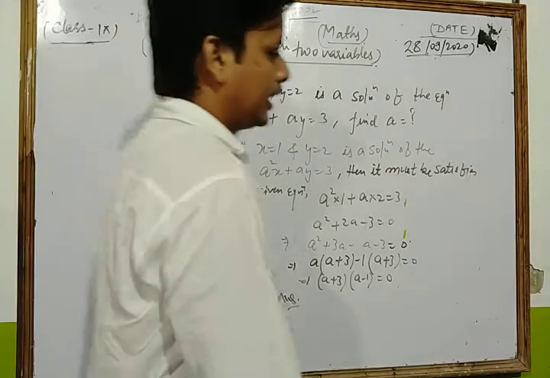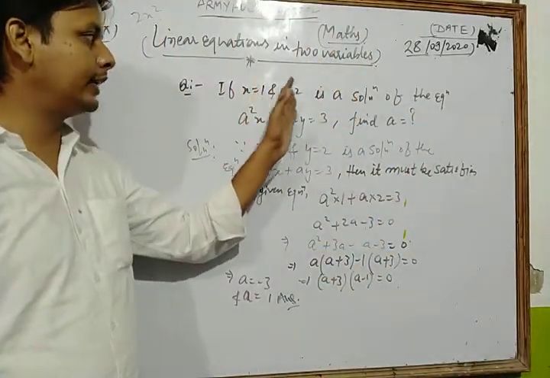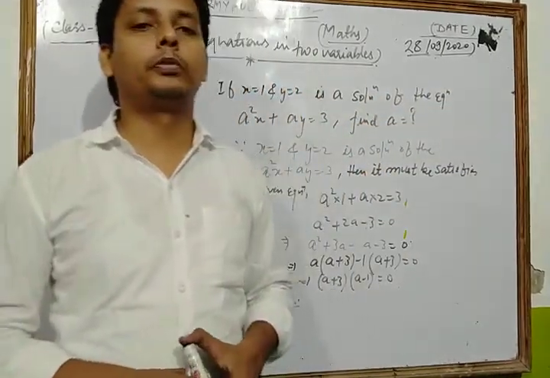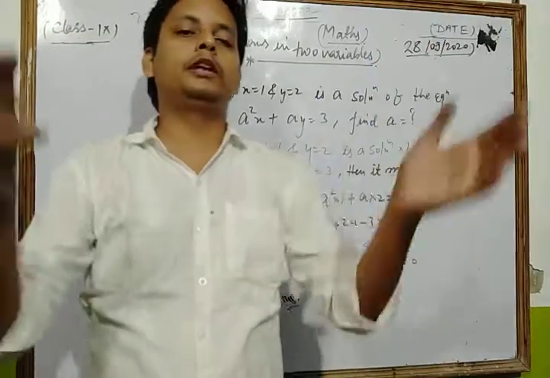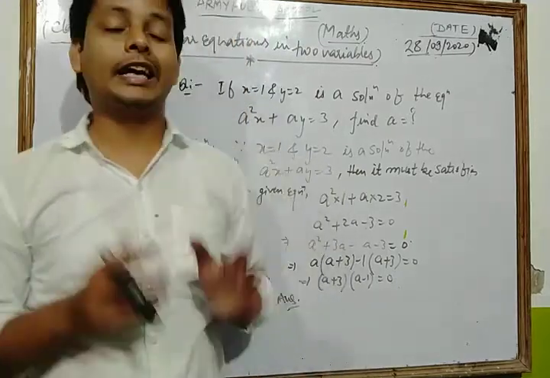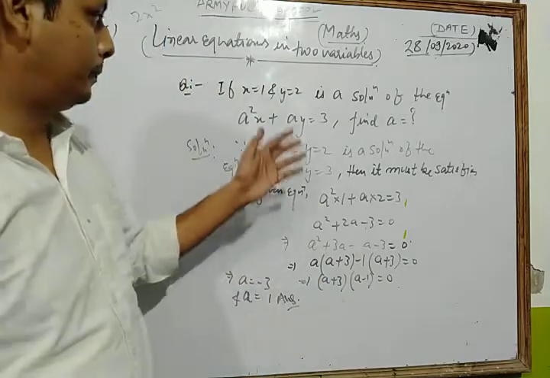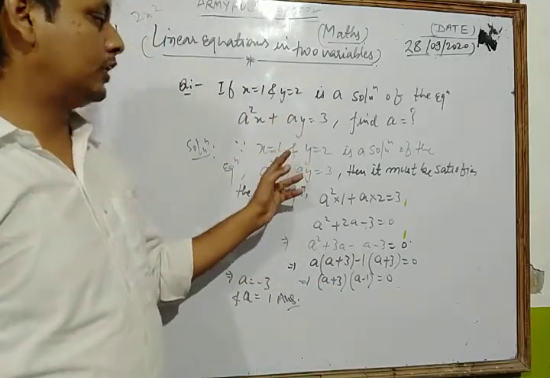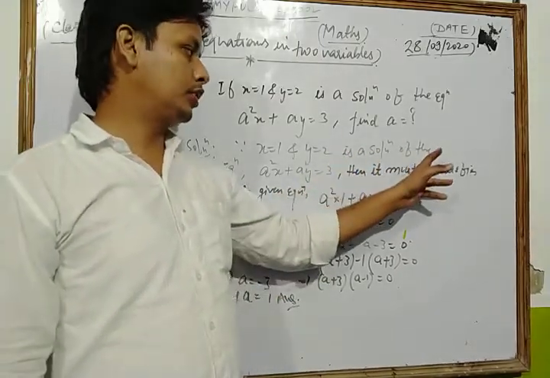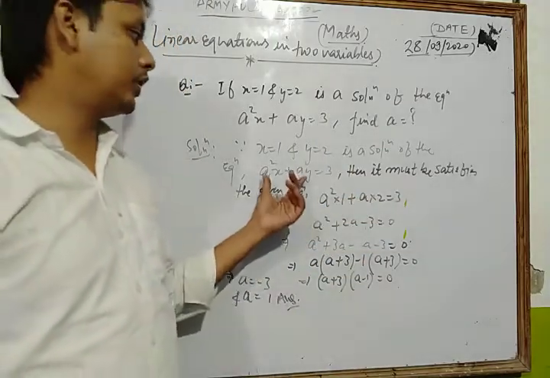Dear students, let's see once more, here x is equal to 1 and y is equal to 2 is a solution of the given equation. Let me clear that topic: any pair of values is said to be a solution of any given linear equation if it satisfies the given equation. So here x is equal to 1 and y is equal to 2 is a solution of this equation, so it must satisfy the given equation.